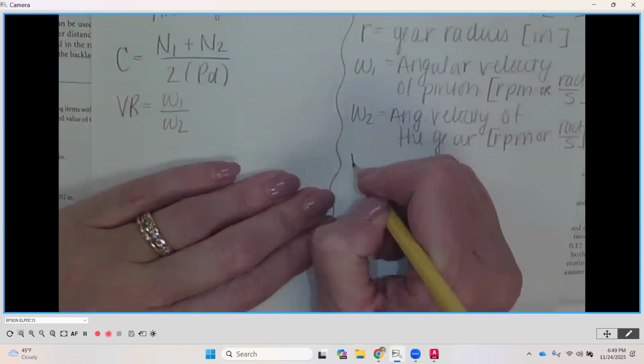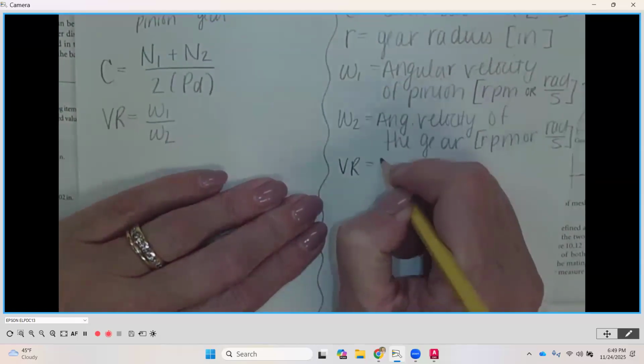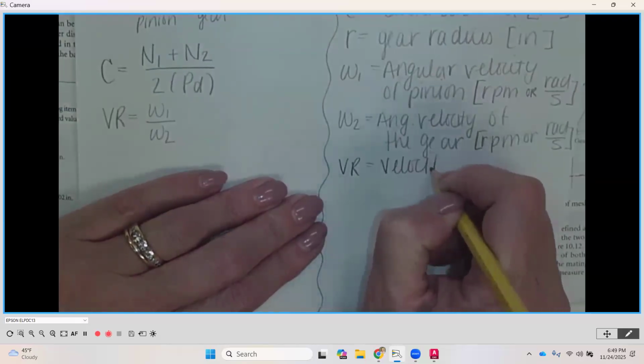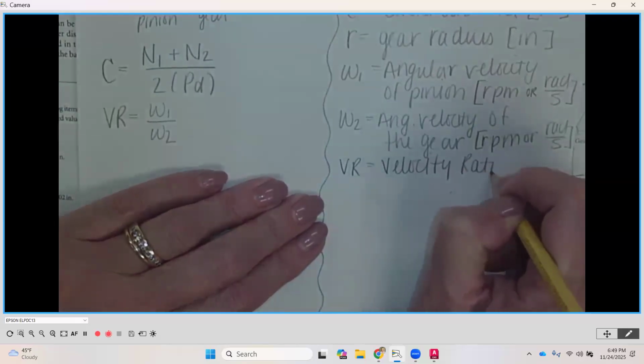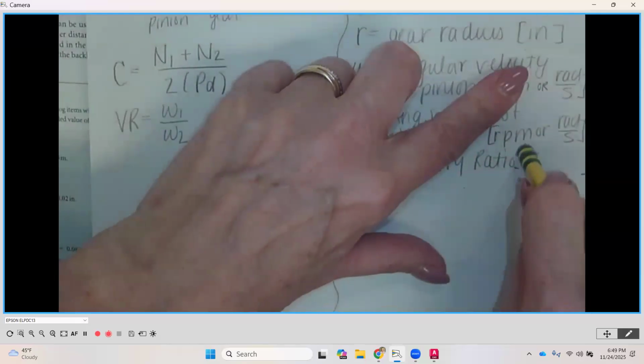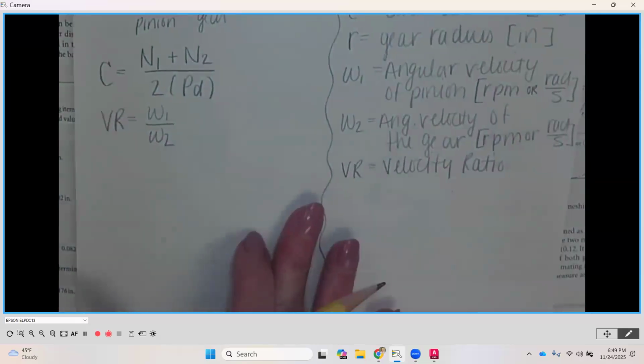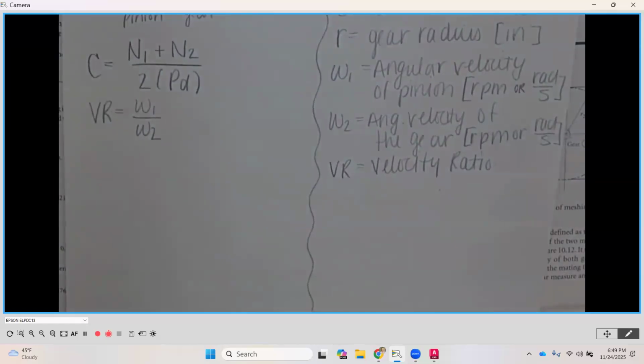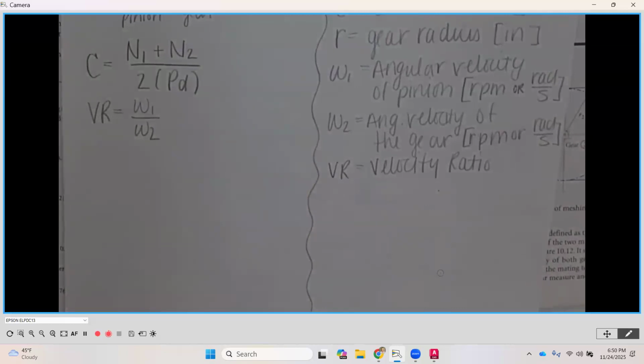Now, VR, capital V, capital R, is velocity ratio, sometimes referred to as the gear ratio. Do you guys ever hear that? What's the gear ratio between those two gears? It tells us how many times the pinion has to go around in order to get the gear to go around just once. That does not have to be an integer number. Sometimes you might say it's a 2-to-1 ratio or a 3-to-1 ratio, but it can be a decimal as well. It doesn't have to be an integer.